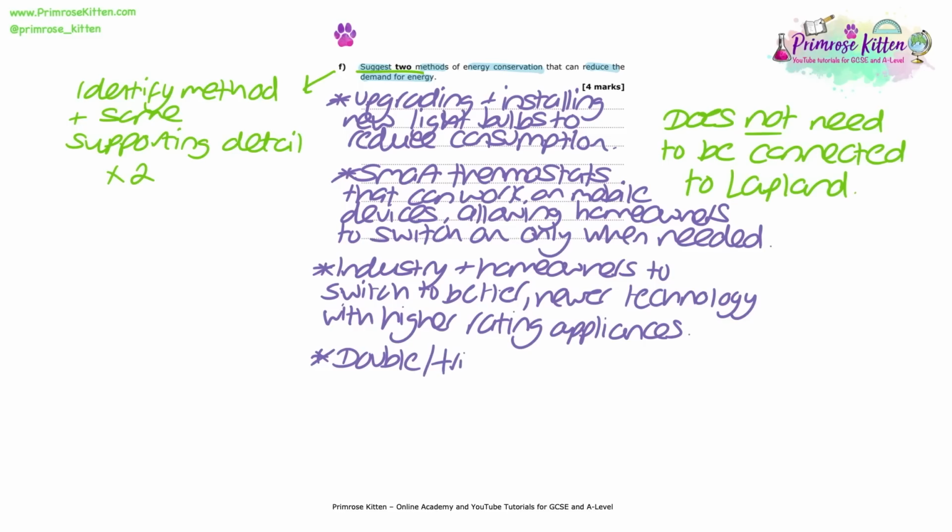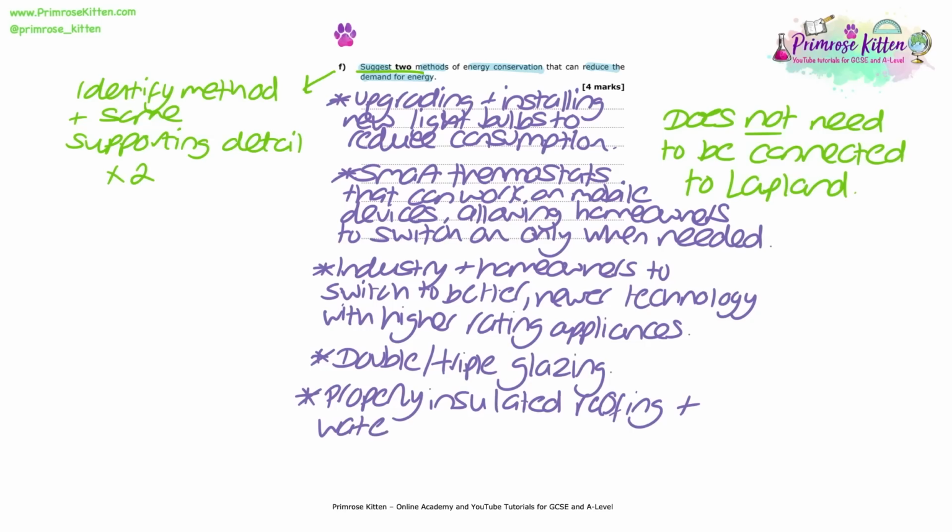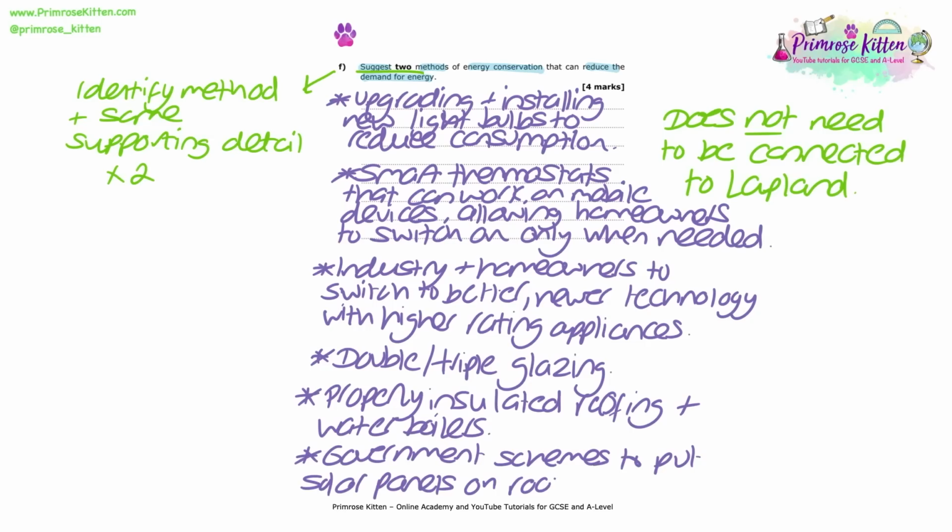Further methods might include the installation of double or triple glazing, as well as properly insulated roofing and water boilers. Finally, you might consider government schemes to put solar panels on roofs to offset energy costs.